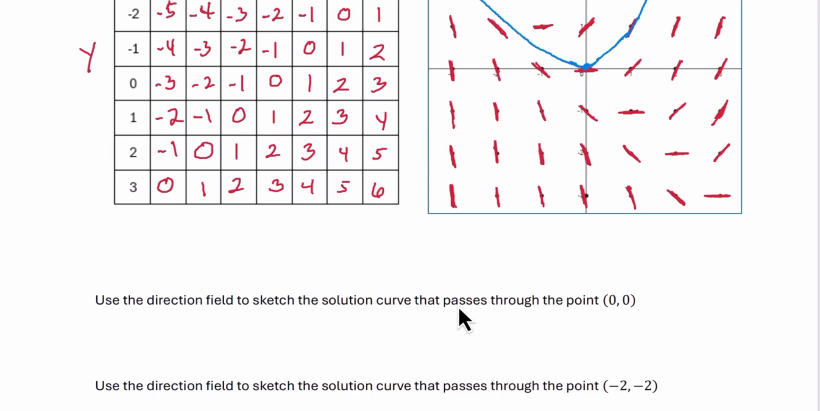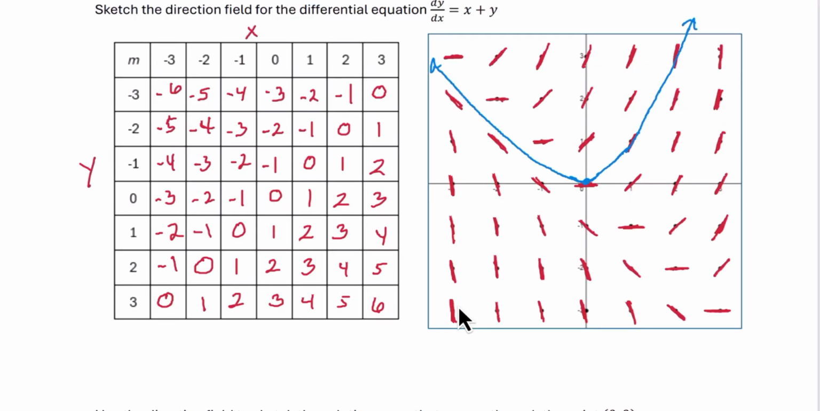What if we wanted to sketch the curve that passes through negative 2, negative 2? This time we're looking at negative 2, negative 2. So we're looking at this point. To the left, it looks like we're starting out fairly steep, coming down, going through negative 2, negative 2, and our solution looks something like that.